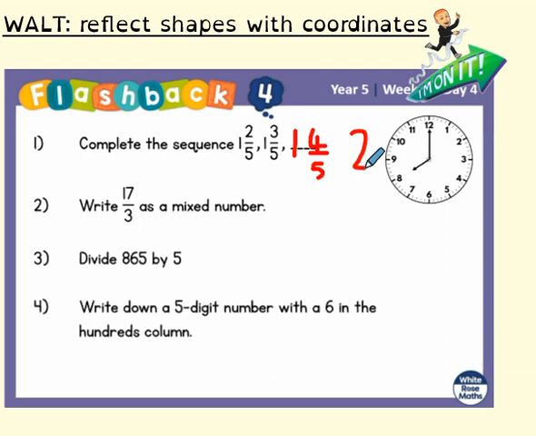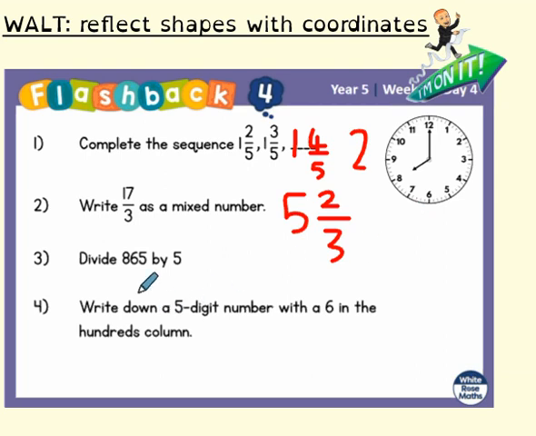Question 2, write 17/3 as a mixed number. So if I've got 17/3 to play with and I want to try and make up as many wholes as possible, each whole being made up of 3 pieces, I would be able to make in total 5 wholes using 15 of those pieces, with 2 remaining as my fraction after the 5 and 2/3.